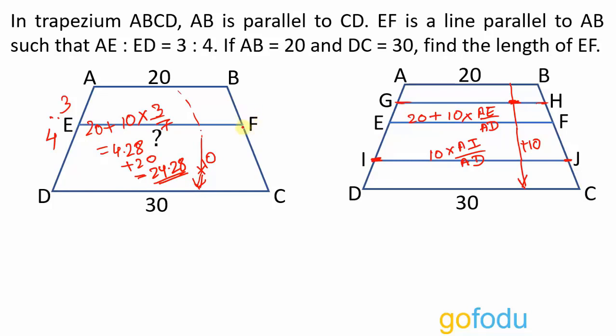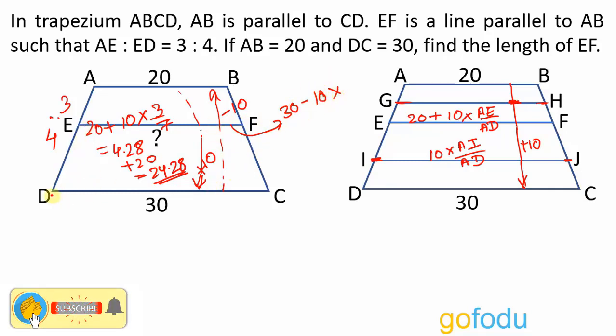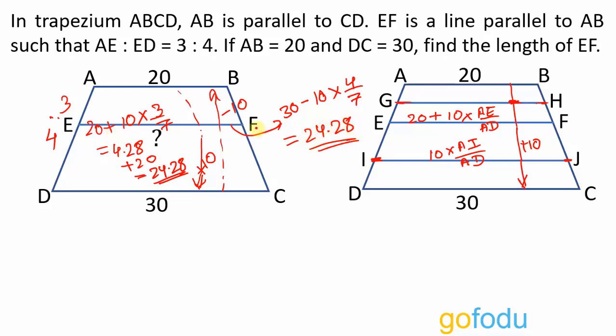There is one more way to solve. We can go from CD to AB. In going from CD to AB, there is a decrement of 10 units. At each moment, this decrement would be in proportion of the non-parallel side, DE is to DA. So EF would be 30 minus the decrement of 10 divided in this proportion DE is to DA. DE is 4, DA is 4 plus 3, 7, so 4 upon 7. So 30 minus 10 into 4 upon 7 will again give me 24.28 as the length of EF.